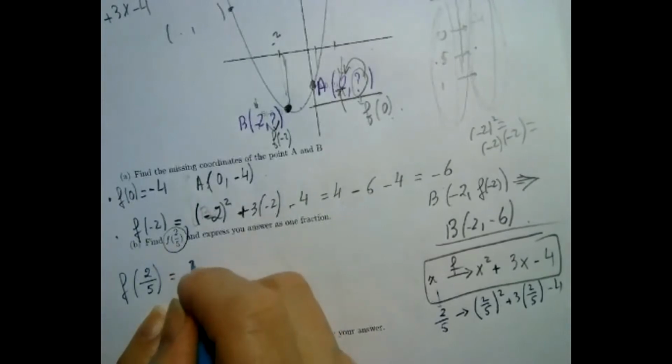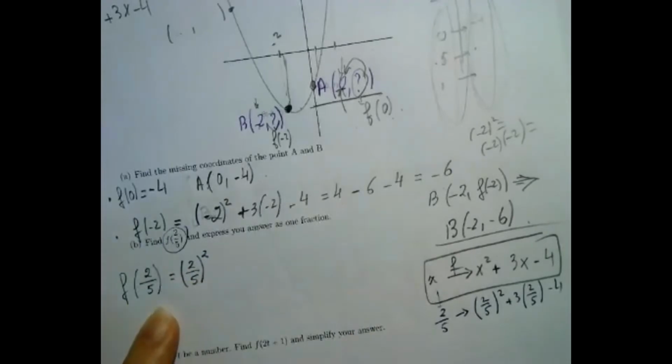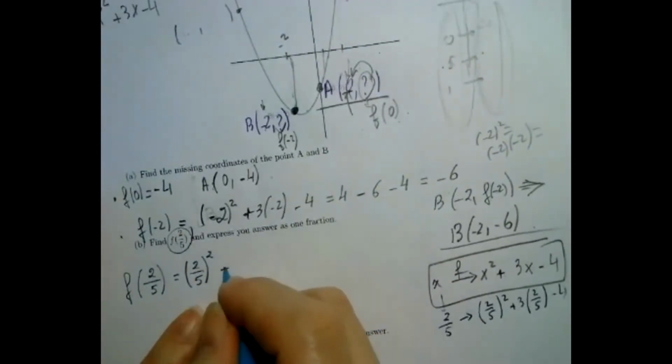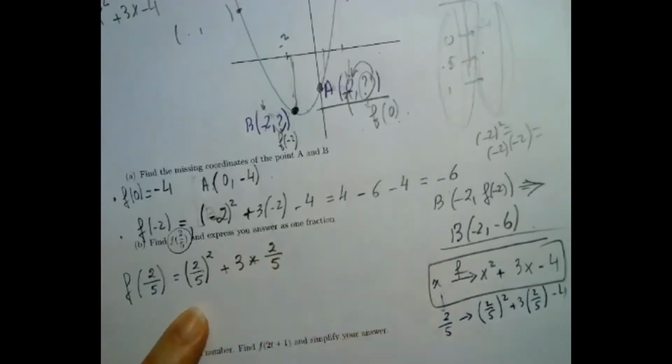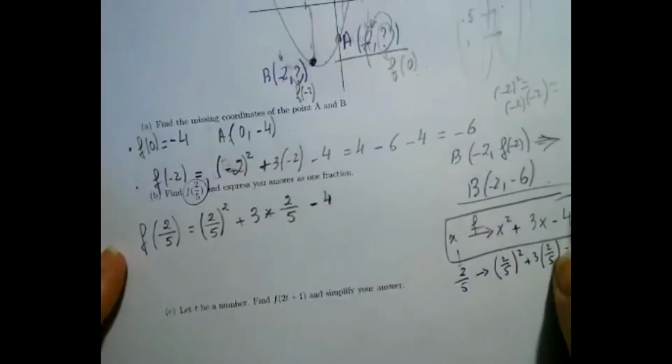So what's F of 2/5? It takes 2/5, its square, plus 3 times 2/5, minus 4. I stop right there. Does it make any sense to you? Please, if it doesn't, you have to let me know. It's crucial. I cannot move one word forward if you don't get that idea. All right, now the rest is fractions and algebra.